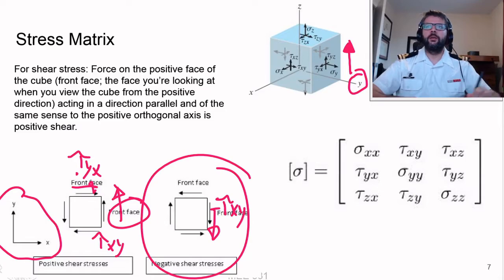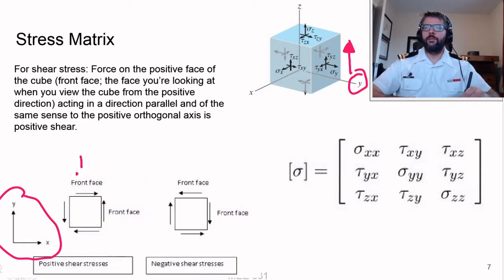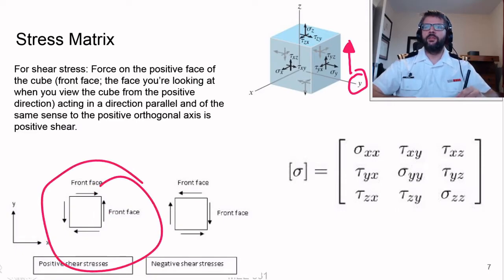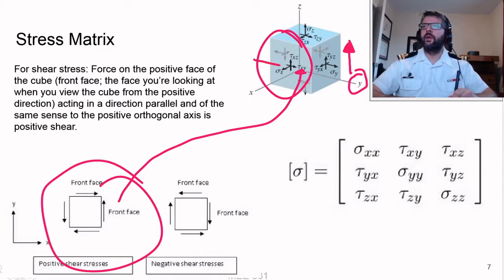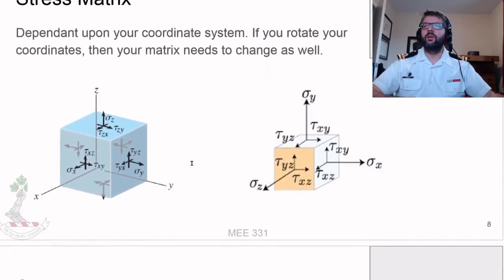So just to be clear here, this stress that we're talking about, that's corresponding to this one here. It's on the positive x face, and it's acting in the positive y direction. And that needs to be equal to the tau yx. So those two values need to be equal, otherwise you're going to be spinning.